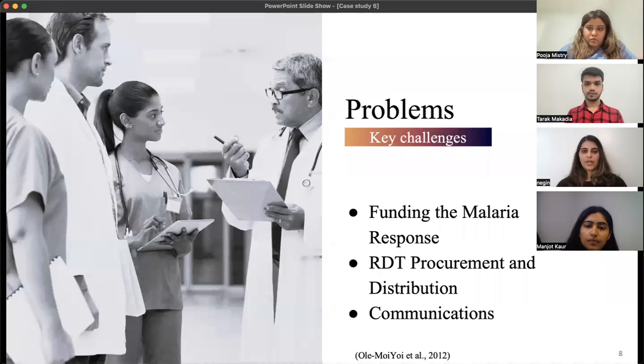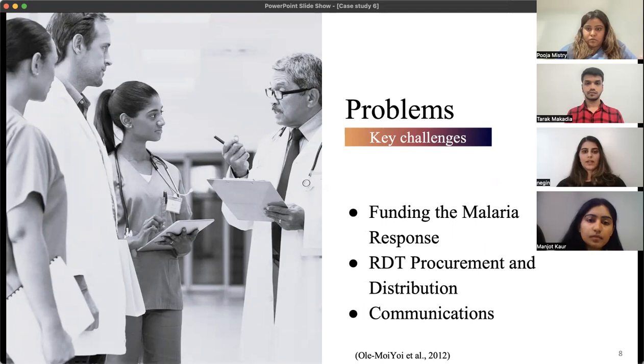Talking about the problems, the first one was funding the malaria response. After making significant progress in malaria management, there is a chance that policymakers could lose interest, which might be harmful since malaria could reappear. And secondly, a well-structured strategic plan is crucial to obtain financial support from the government and also the donors.